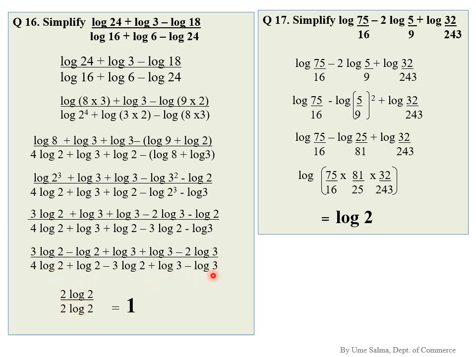As you can see here, log 3 has only 2 terms, plus log 3 minus log 3. So you get 0, or it is getting cancelled here. So the only thing remaining is, in the numerator, 2 log 2, and in the denominator 2 log 2, which gets cancelled and you remain with 1. So this is the simplest form of this huge problem.